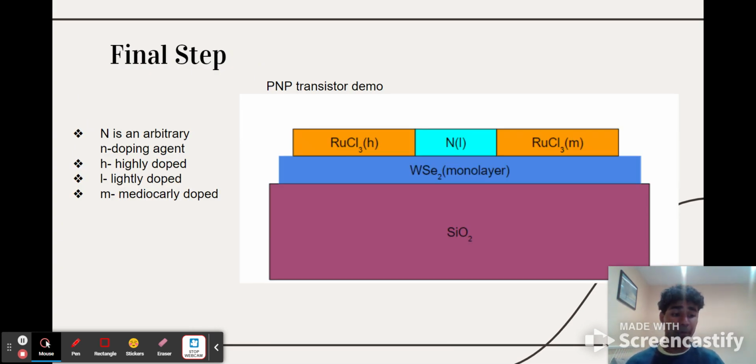And for the final step of our project, we plan on making a transistor. This is a PNP transistor demo, the ruthenium chloride being the positively doped side, and some arbitrary negatively doping agent. It doesn't have to be too strong because it's the base of the transistor. And then we plan on taking electric measurements and seeing how the change in voltage and all that actually affects this device.